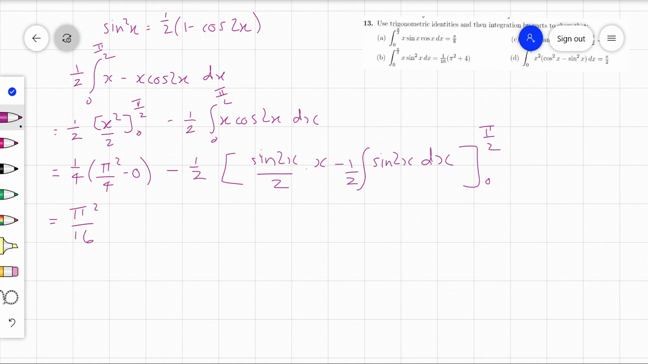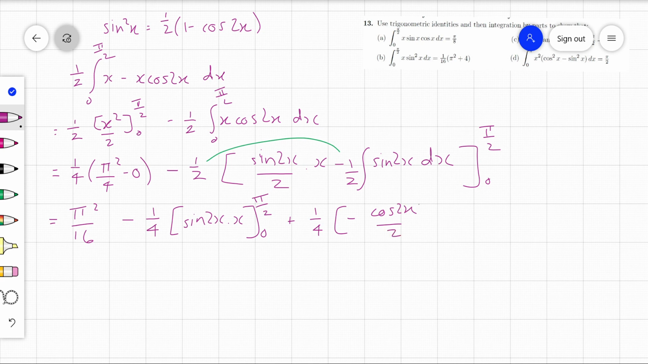All right, so we're going to get a minus a quarter, a sine 2x times x from 0 to pi on 2, and then we're going to get a plus a quarter of this integral, sine 2x. Now when you integrate sine 2x, you get minus cos 2x on 2.